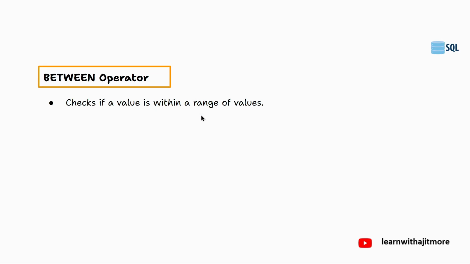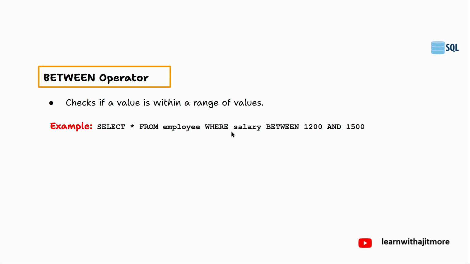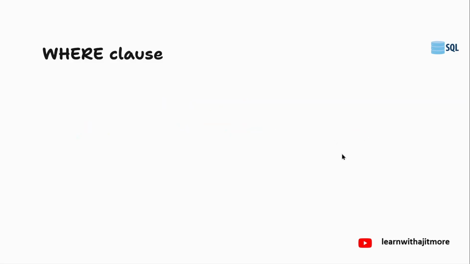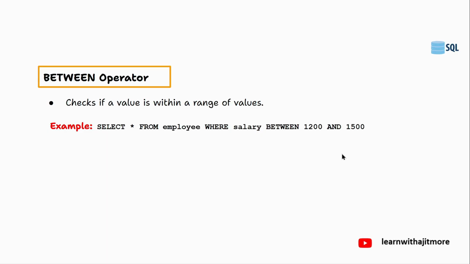Check if a value is within a range of values. Example: here it is checking whether the salary is between 1200 and 1500. Now you'll say, so much less salary. We can consider it in dollars. Dollars also are less. But anyway, you can add one more zero if you want. I want to display all the employees whose salary is lying between 1200 to 1500.